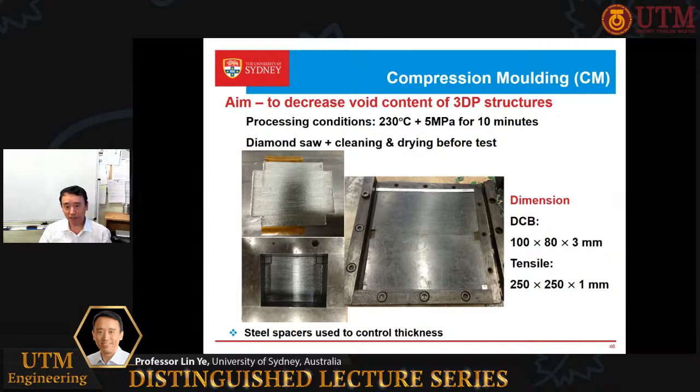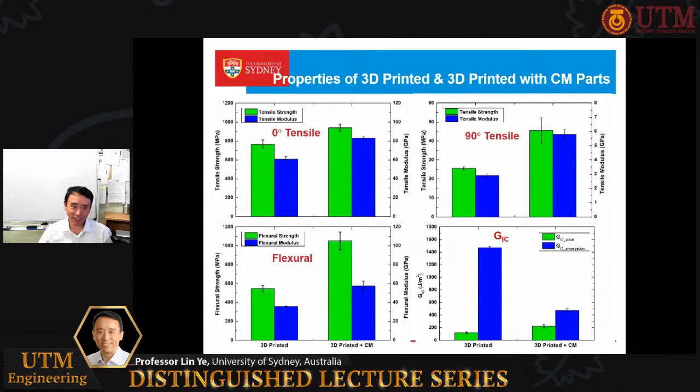So we hot press again, trying to reduce the void content, okay. Here is what it looks like. You have two columns in each diagram: 0 degree tension, 90 degree tension, flexural and the G1C. On the right is with compression molding, on the left is without compression molding. Green is the strength, blue is the modulus. You can see after compression molding, all the properties increase, including the crack initiation property, which we call G1C, the crack growth resistance between the layers.